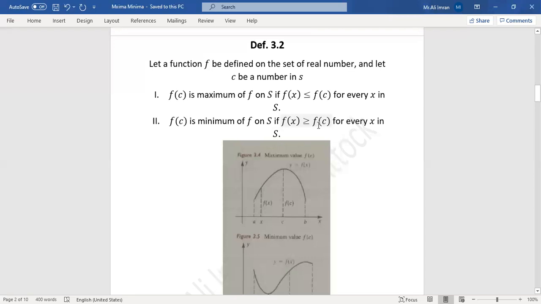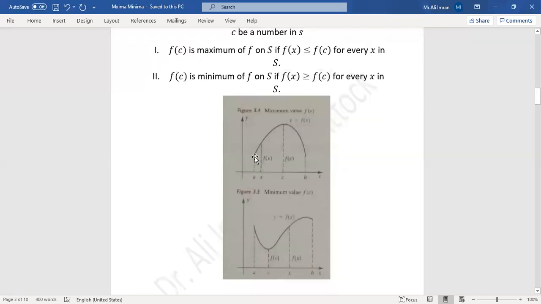I will explain this with the help of a graph. This is the graph for the maximum of a function. Consider this. At c the function has the highest peak of the graph. This is called the maximum value of a function.